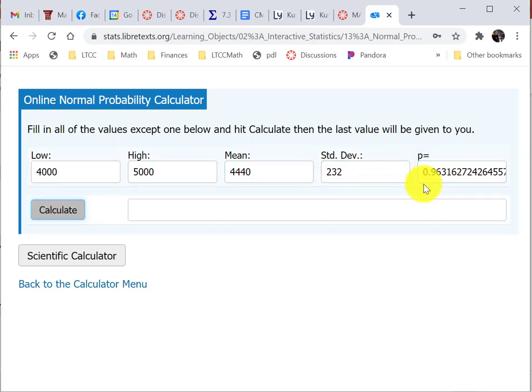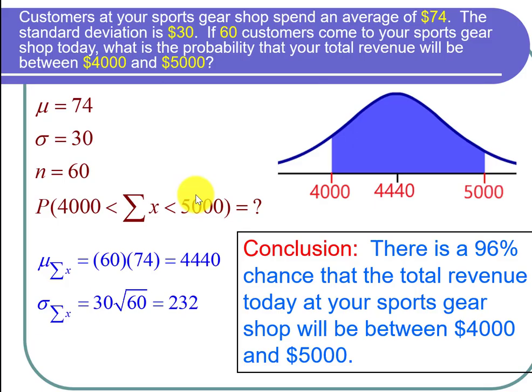And there we have it. We have our probability, rounded to 2 decimal places, about 0.96. So when we have a probability of 0.96, we have our answer. So now I can address the question. So let's go back to the question. So I can conclude that there is a 96%, because 0.96 is 96%, there is a 96% chance that the total revenue today at your sports gear shop will be between $4,000 and $5,000. And I'm done with the question.